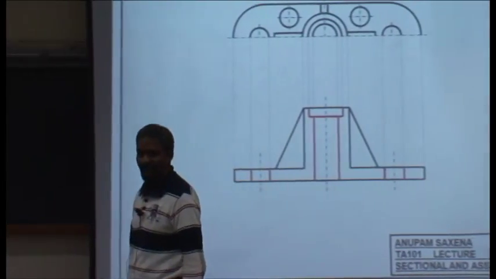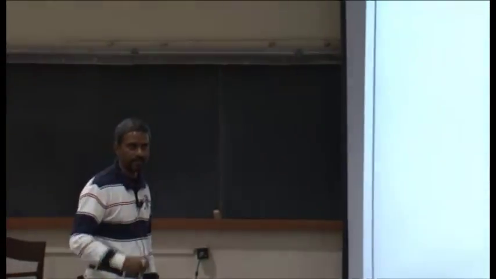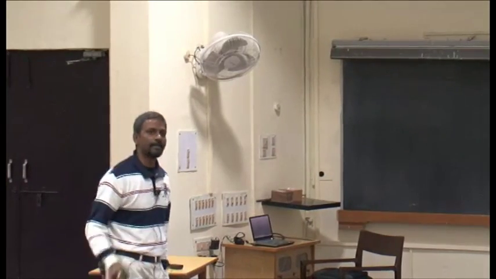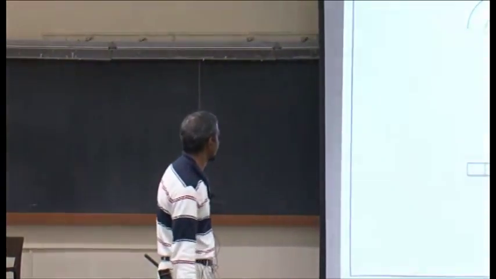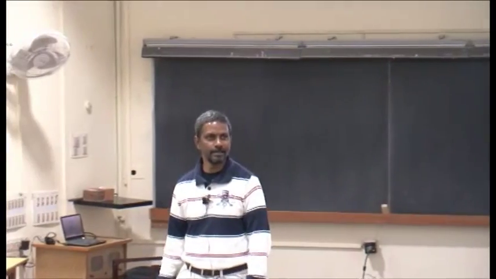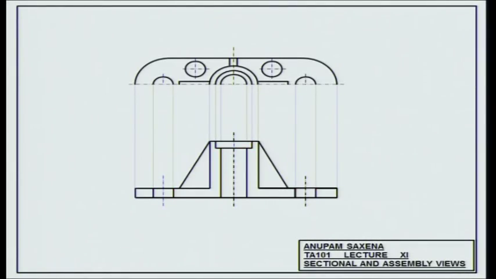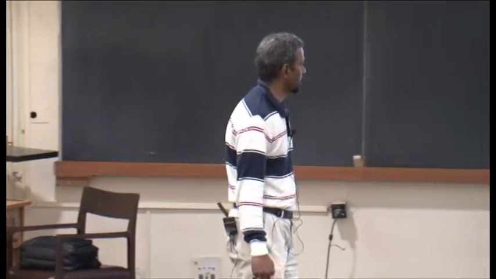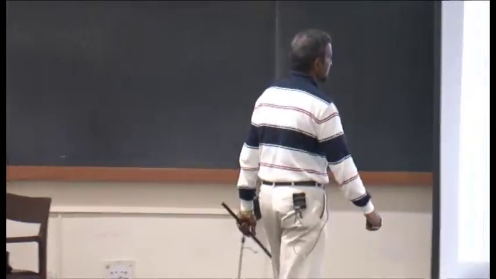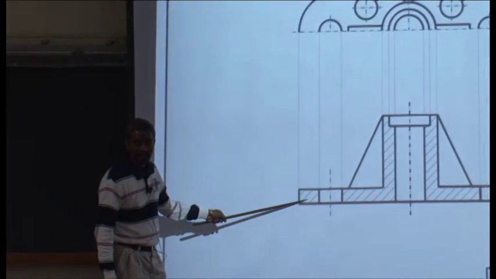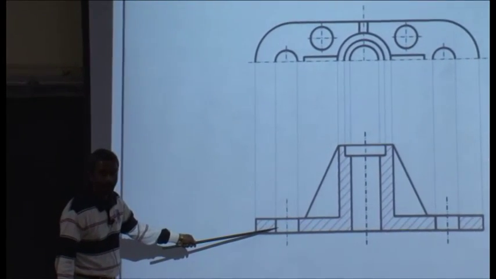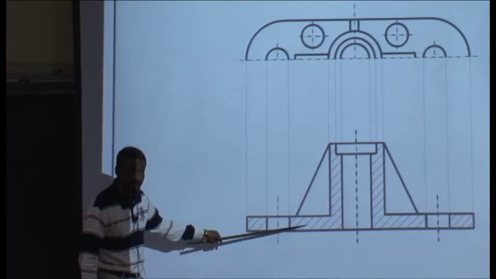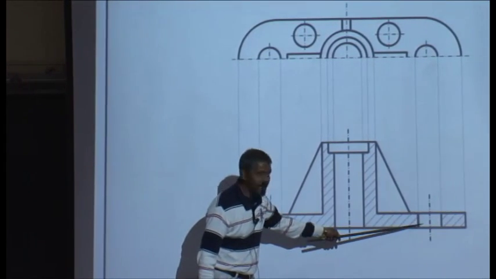To show that you have actually taken a section of the object, this is the only part of shading that is permitted in technical drawing. Hatching. By convention, this is the only shading permitted in technical drawing. This essentially means that you have material here, no material here, on the section plane, material here, no material here, material here.